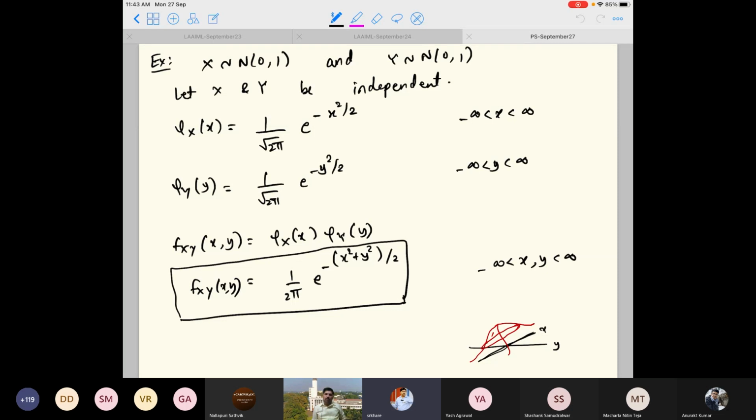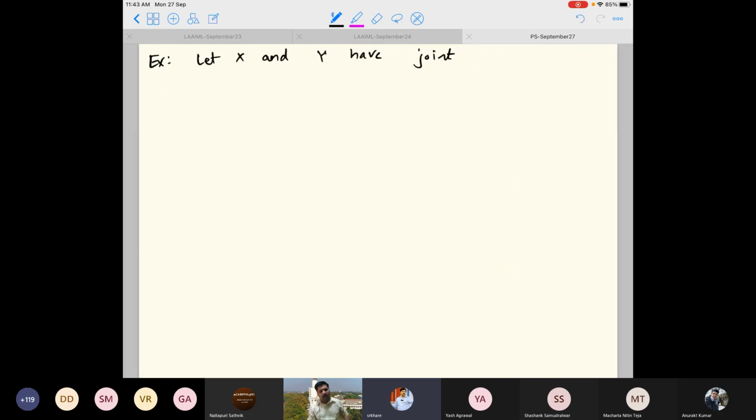Is that okay, Shashank? Yes, sir. So in this particular point, your observation is correct. In this particular case, if you really want to visualize that way, it is fine. But every time a joint normal density may not look like what you're saying. So let x and y have a joint density.